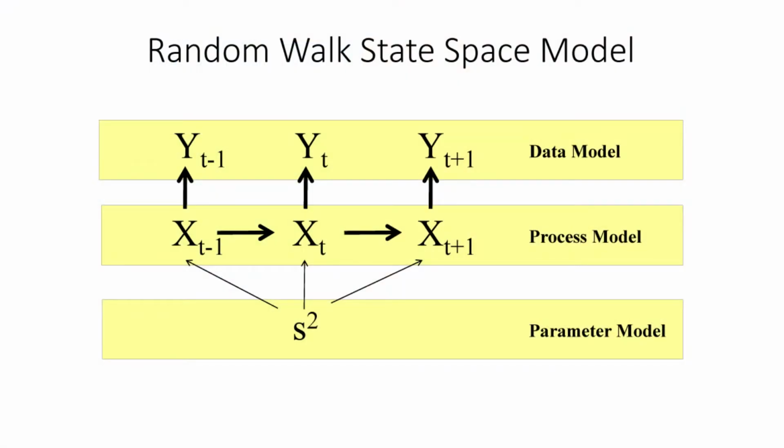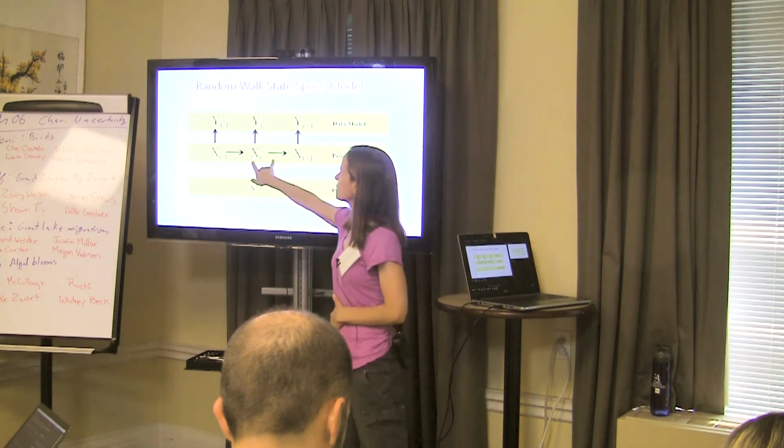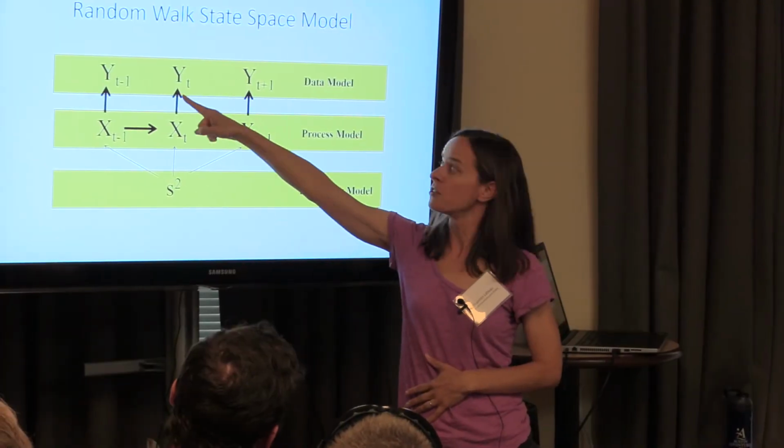And the data model, these are what you observe. And so importantly, what I want you to get from this kind of slow, tedious process of building this graphic notation is that these are dependent on each other, and these are not.